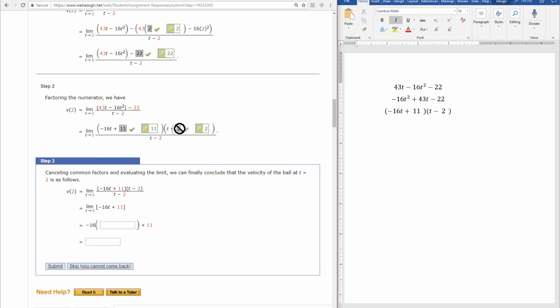And now that we have that, we have a t minus 2 in the numerator and in the denominator. We're going to get the cancel. So they canceled it for us, and all they have left is negative 16t plus 11. And we take the limit; since this is a polynomial, continuous and everything, we can simply put in the value of 2 there. So now we have negative 16 times 2, which is negative 32, plus 11. So this is going to be negative 21.